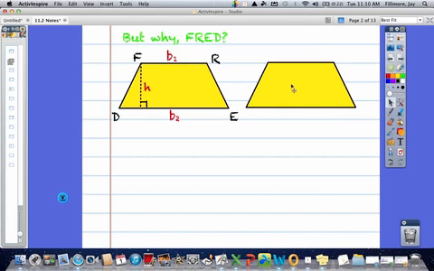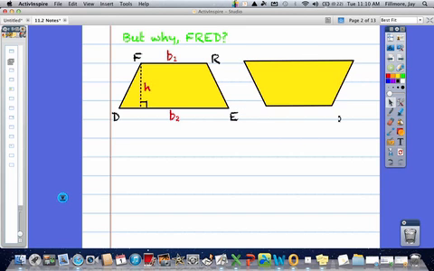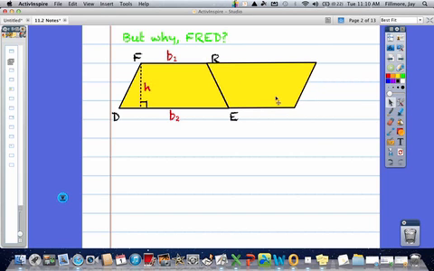So let's say I take the clone of Fred and flip him upside down. And I'm going to put him right next to original Fred. So that means that B1 is now at the bottom down here. B2 is now at the top up here. Well, you might notice that these two trapezoids together form what appears to be a parallelogram.